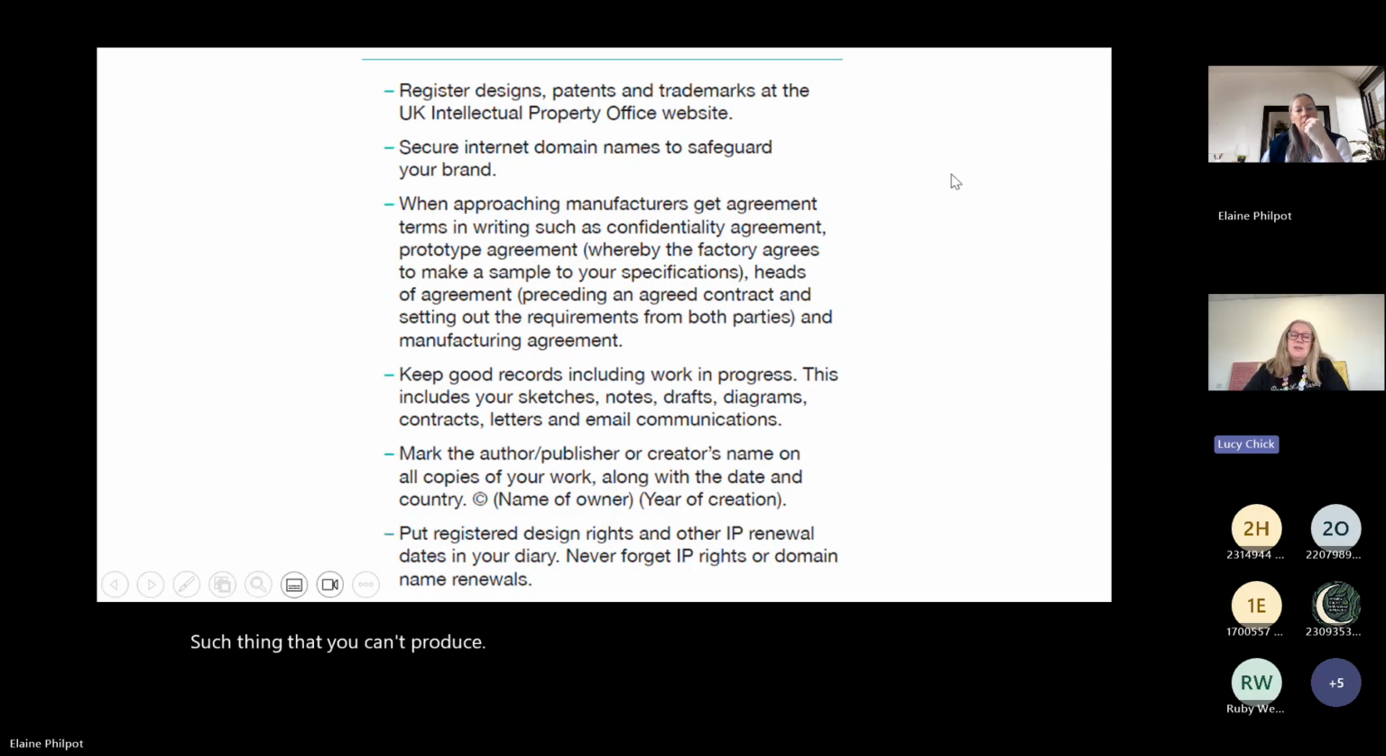You need to keep records of this. You need to kind of mark the author or the publisher or the creator's name on copies of your work. And this is the kind of thing that you do with a provenance document in fine art as well. And put design rights and IP.